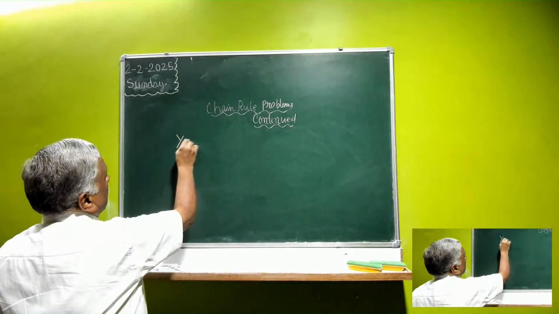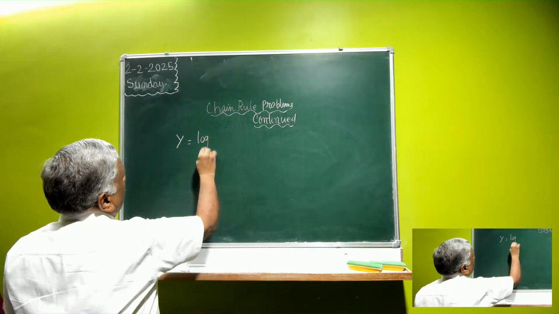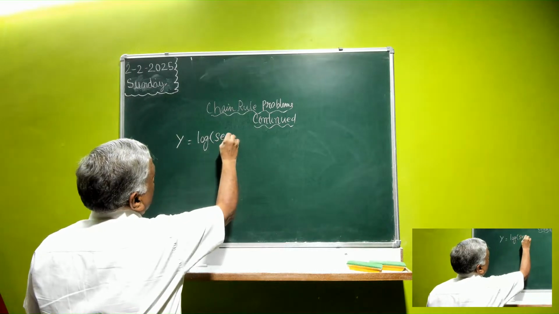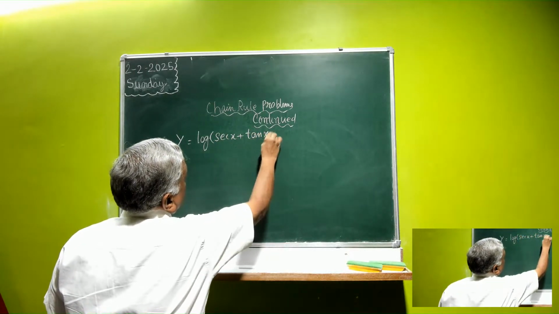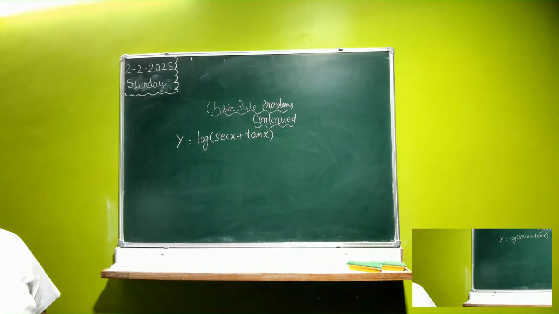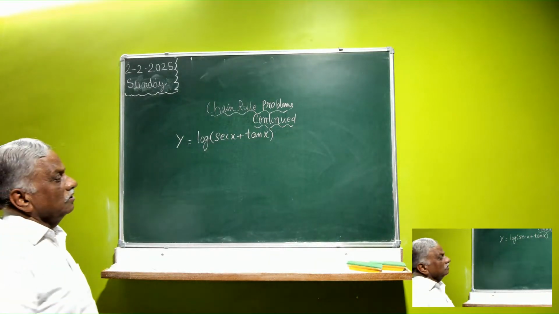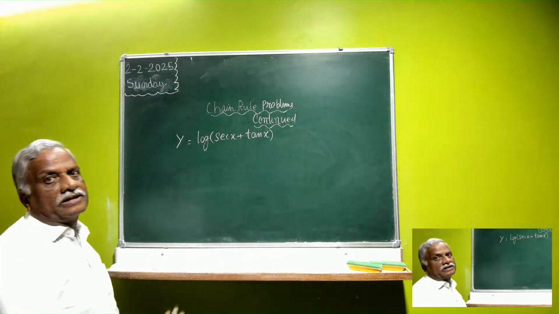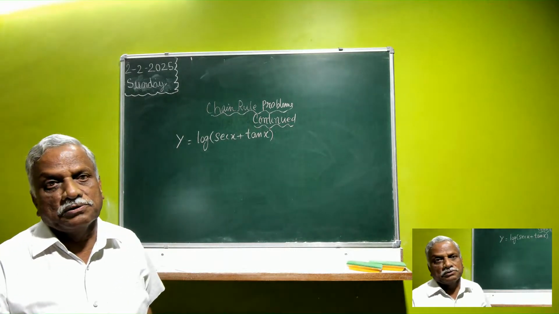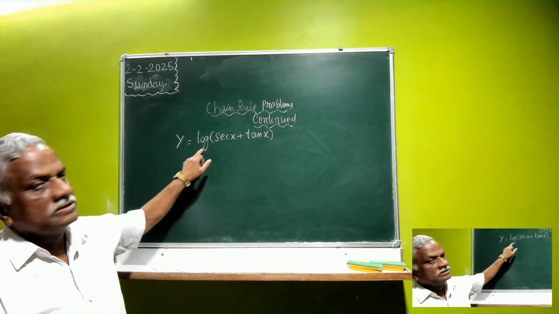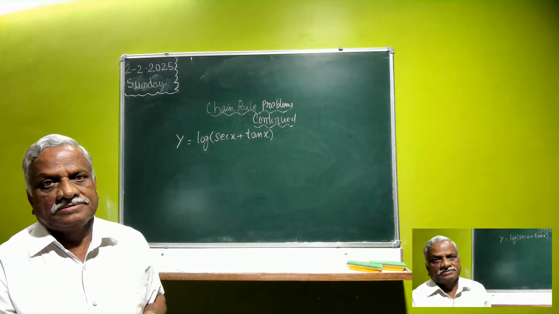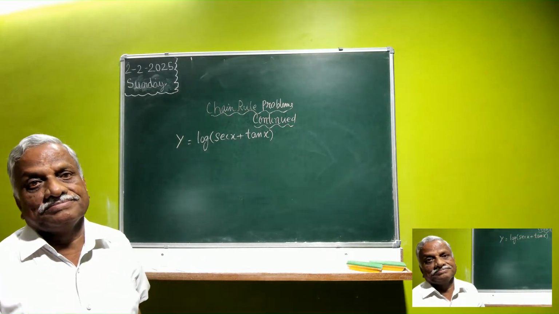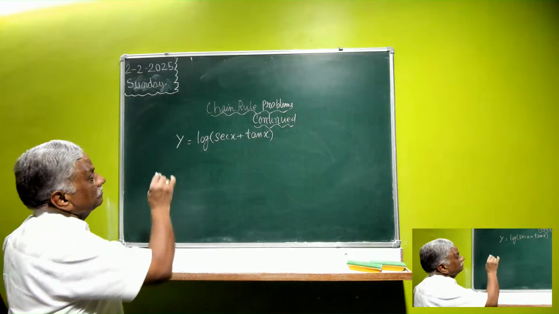y is equal to log of secant x plus tan x. Now, it's very clear. We need to use chain rule because trigonometric and logarithm functions are interlinked. So we have to first break the chain. How to break the chain?